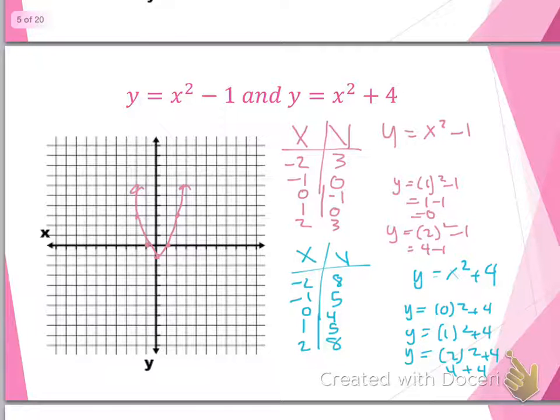All right. Let me zoom in here. Left 2, up 8. 1, 2, 3, 4, 5, 6, 7. There's that first one. Left 1, up 5. I stay at 0 and go up 4. 1, 5.